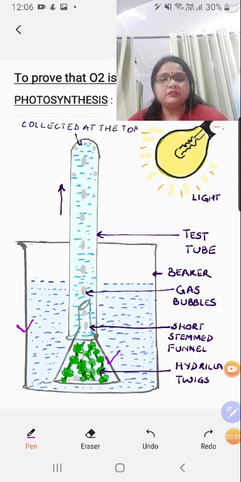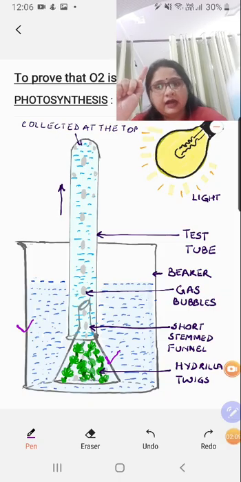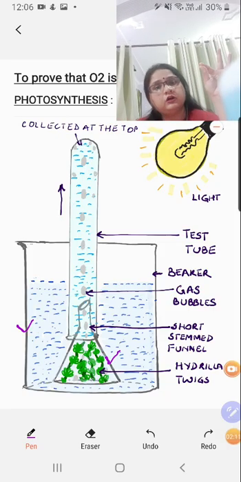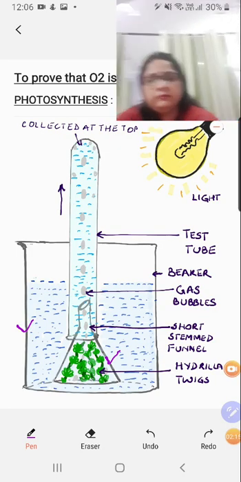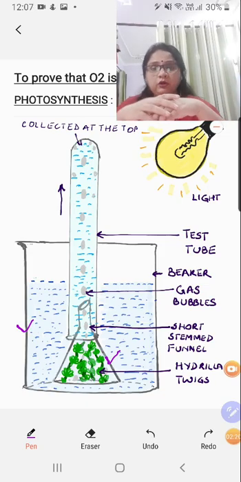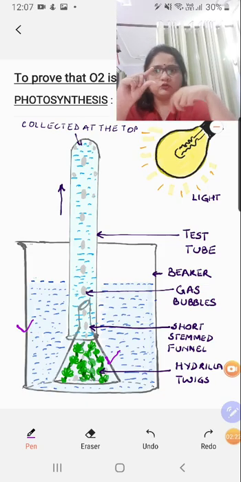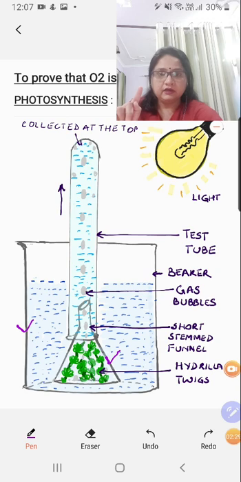First of all, you take the short stem funnel, and you take very small, this much longer hydrilla twigs. Hydrilla is an aquatic plant, it has a long stem, right? What do you have to do? Just hold on. So you have to cut it into pieces to make them this much long, and then you will use these small twigs of hydrilla in the experiment, right children?